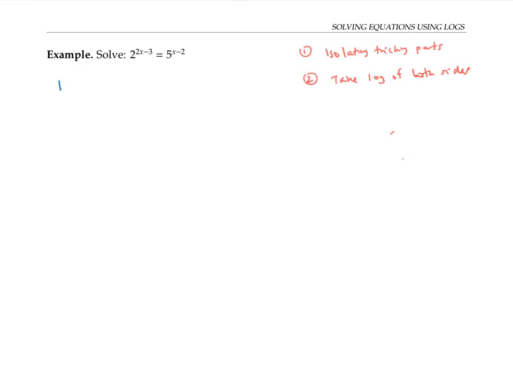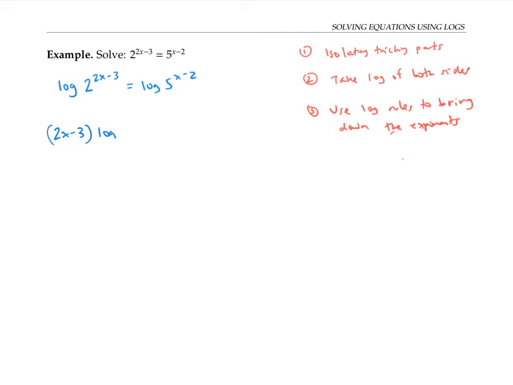Again, I'll go ahead and use log base 10, but we could use log base e instead. Next, we can use log rules to bring down the exponents. This gives me 2x minus 3 in parentheses, log 2 equals x minus 2 log 5. Now I'm going to distribute things out to free the x's from the parentheses. That gives me 2x log 2 minus 3 log 2 equals x log 5 minus 2 log 5.